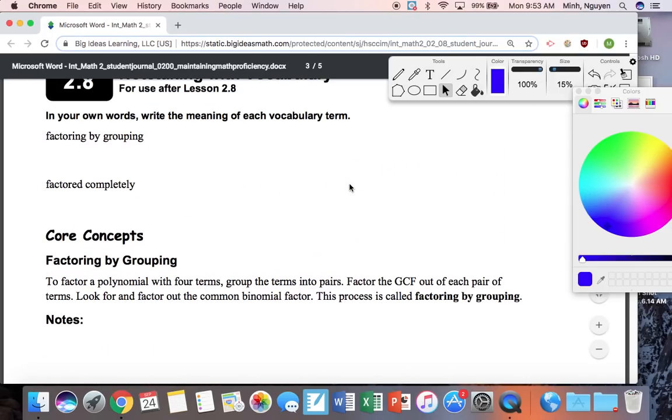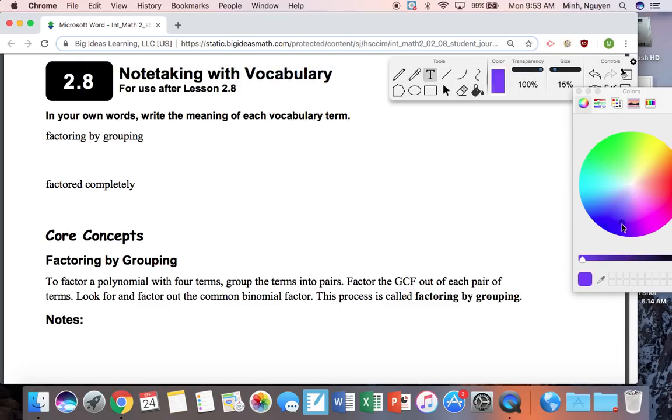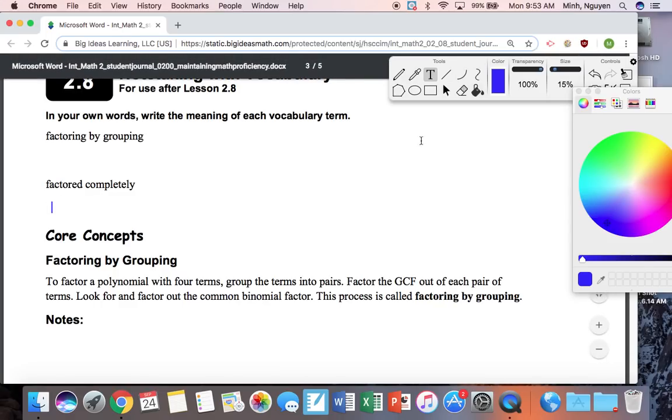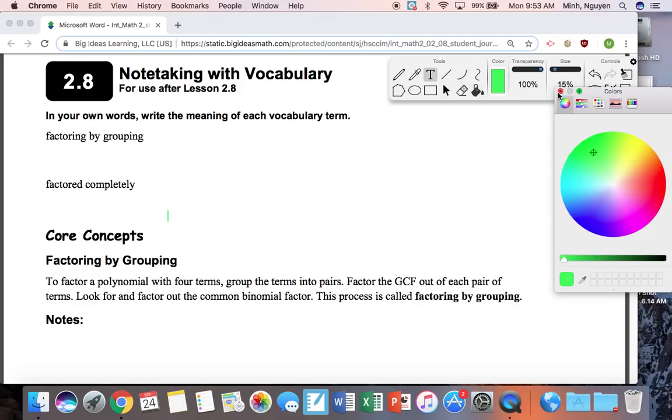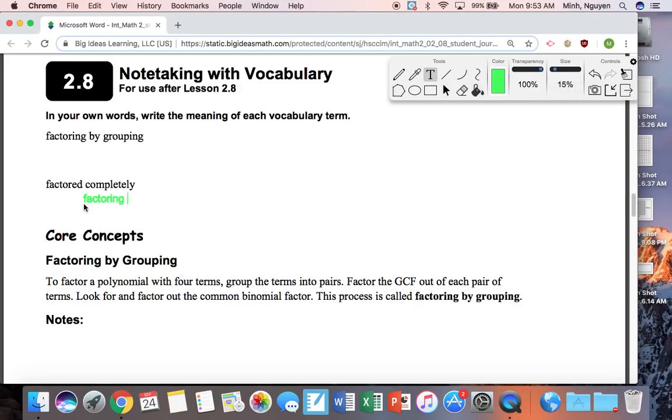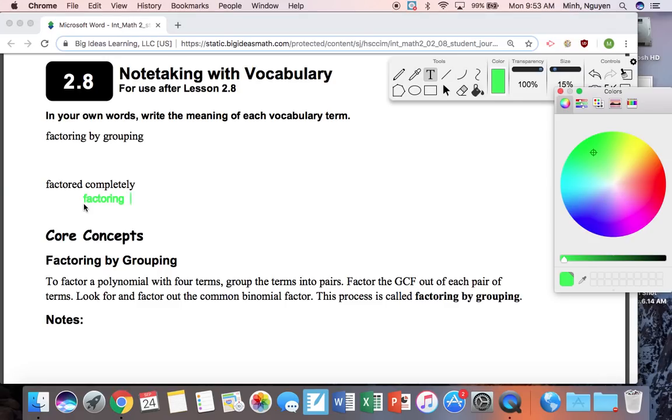Moving on. Factored completely, factored by grouping. So we have gone over factoring by grouping. Factored completely, I guess the definition, or not a guess, would be bad if I were guessing. But factoring, why can't I type? All right, well, I would say factoring until the polynomial is unfactorable. And you might wonder, oh, how do I know if it's unfactorable?